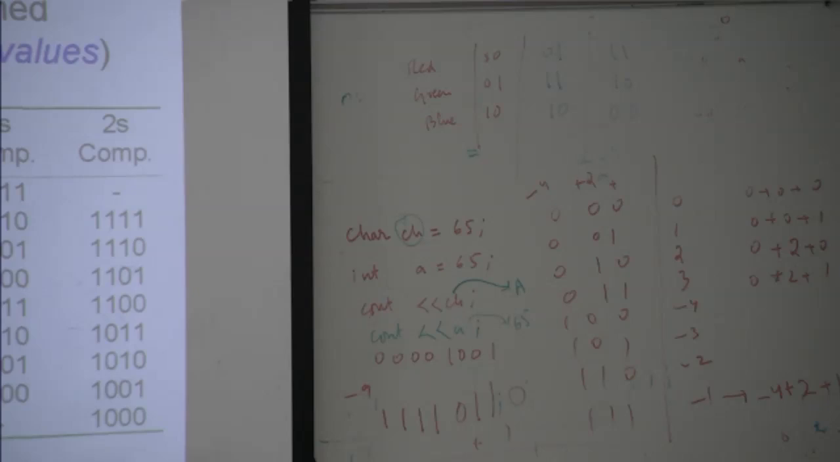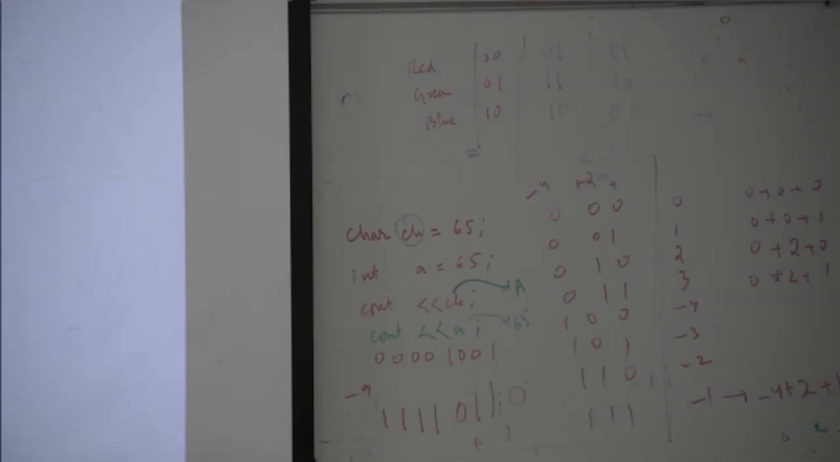Okay, and we also need to know what is the range of this. It also depends on whether it's signed or unsigned. Got it? So now we proceed further. So what are the rules? These are all the rules of the MSB.